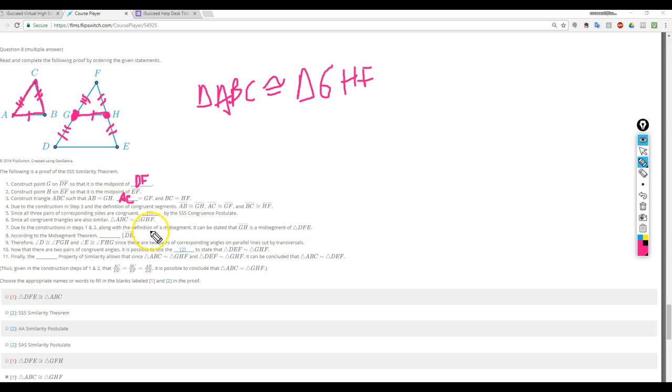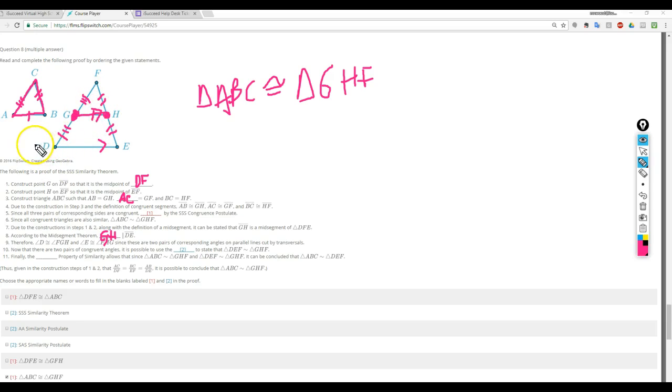The definition of a midsegment is that it connects the midpoints of two sides of a triangle, which GH does. And it also states that it is parallel to the third side. So GH is parallel to DE. So right here is going to be GH is parallel to DE. Therefore, angle D is going to be congruent to angle FGH.